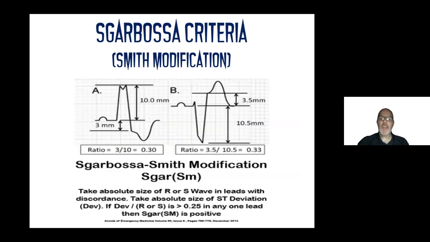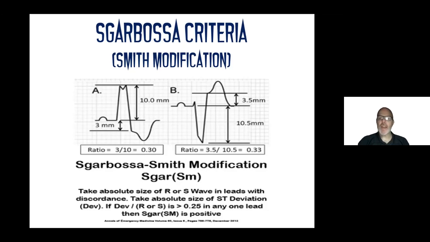So that is excessively discordant. That's not normal. If you look at the example on the right, your QRS is going down, but your ST segment's going up. Now, if you recall, in V1, V2, and V3, that's normal. The question is, how much is too much?